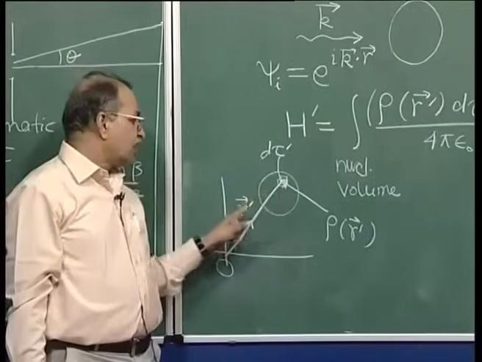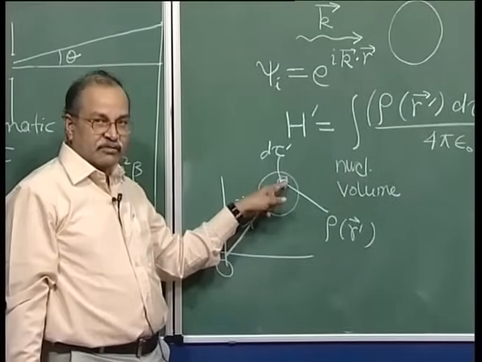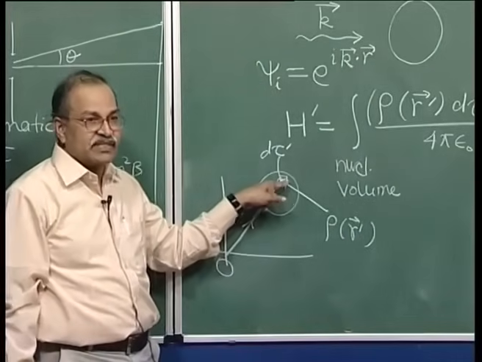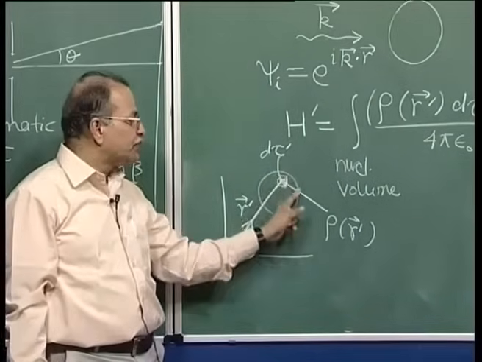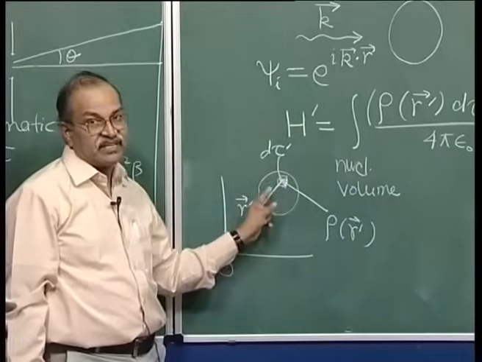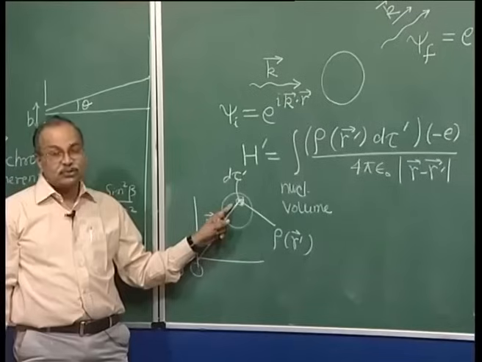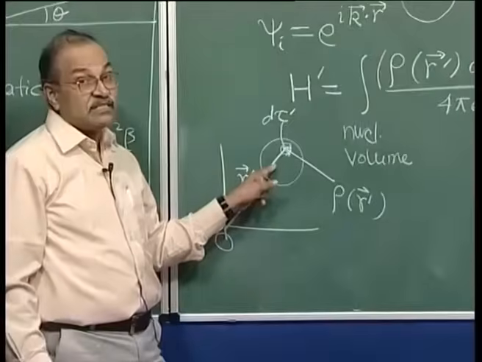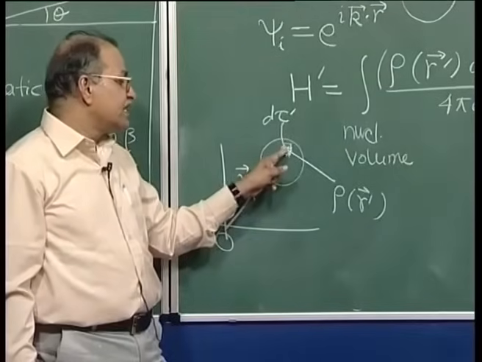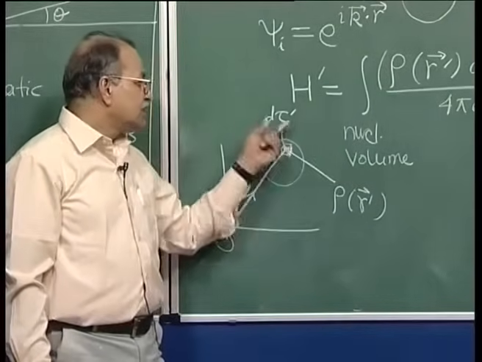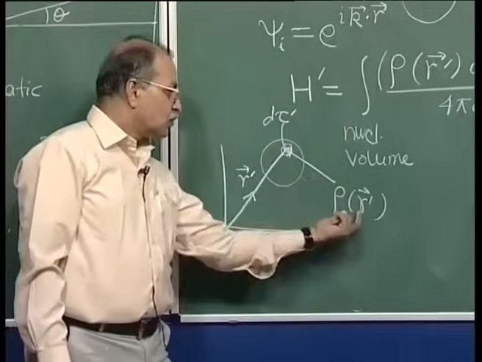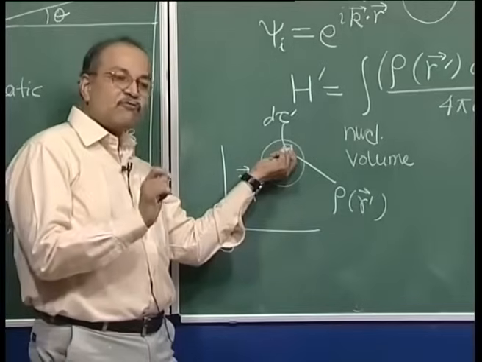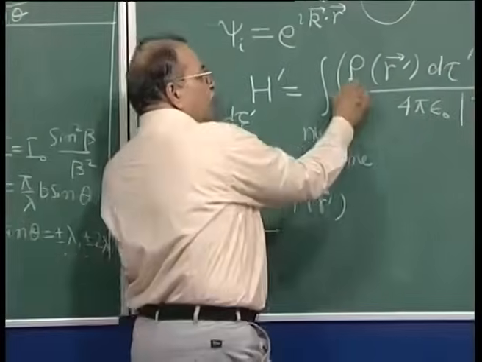So, at this r prime vector, you take a small volume element and the charge density here is positively charged. The nucleus is positively charged and the charge is distributed in this whole sphere. In what fashion, not necessarily uniform, that we are trying to investigate, what is the distribution. So, charge density here is rho at r prime, d tau prime is the small volume. So, rho into d tau prime is the charge of the nucleus in this small volume. So, that is this part, rho r prime d tau.